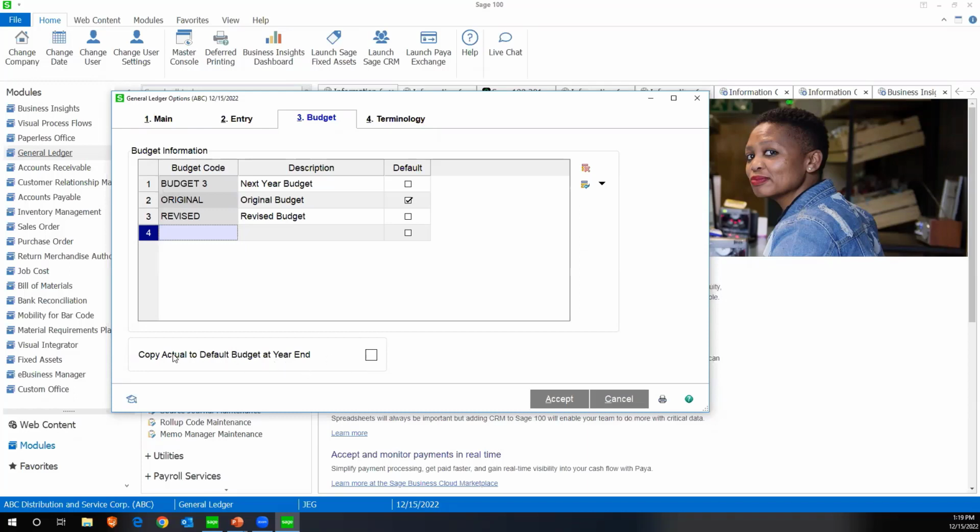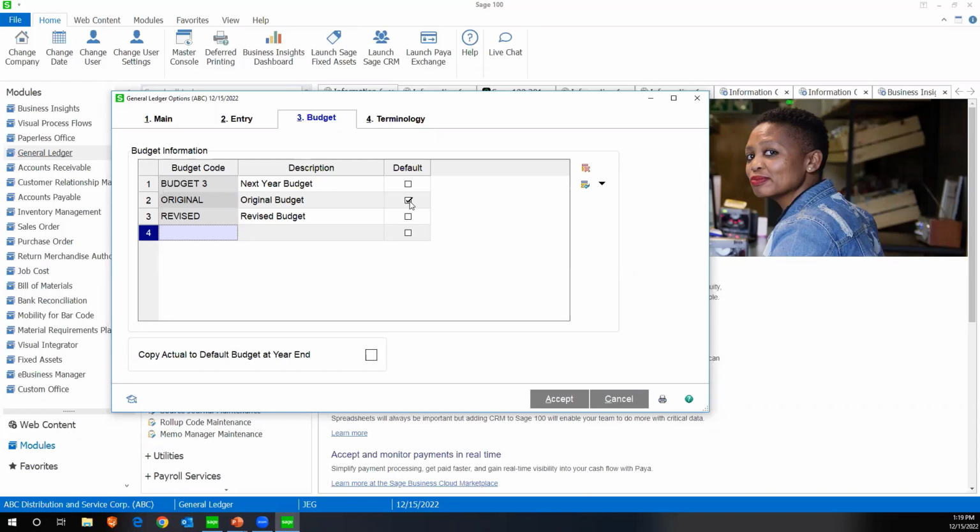So if we're closing 2022, for instance, and our default budget is set up as the original budget, and we had this checkbox checked, then when we closed 2022 for general ledger, it would take the actual numbers for the 2022 year and make them be the 2023 original budget numbers, because we had this checkbox checked and we had this set as our default. So kind of a bad thing, right?